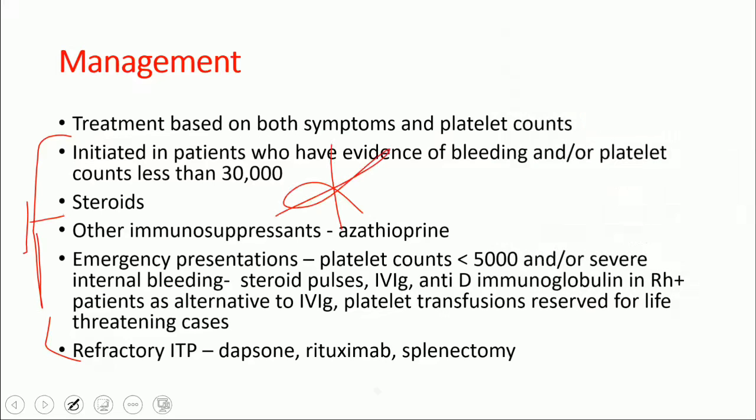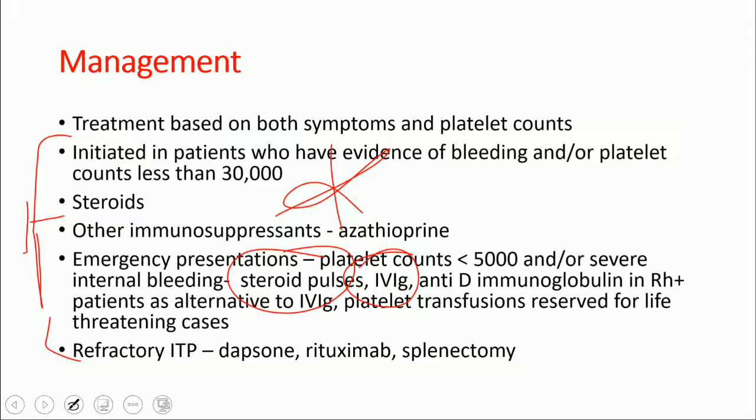Number one, you don't give treatment to everybody with ITP. So treatment is indicated if they are symptomatic or their platelet counts are less than 30,000. That's when you treat them. And treatment is with steroids. And then you have to know, in emergency presentations in ITP, especially when there's deep bleeding, then we use steroids and IVIG most of the time. Steroids and IVIG.